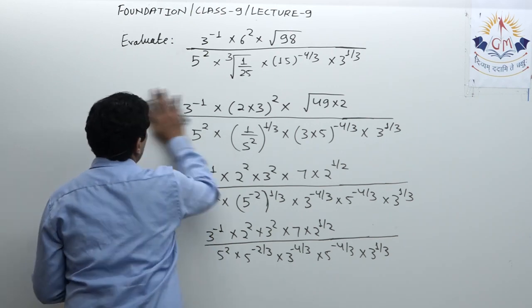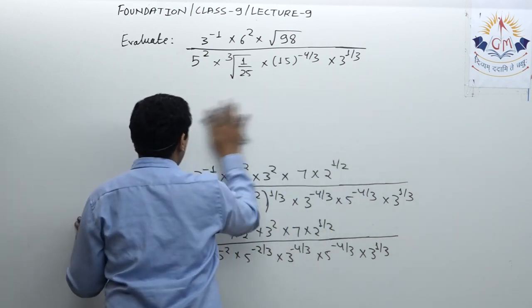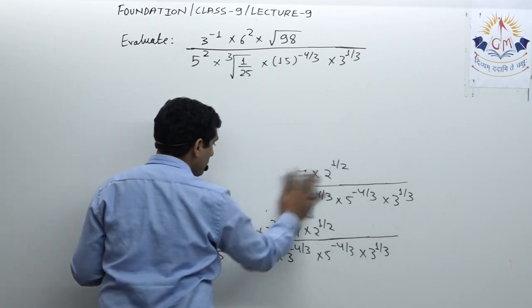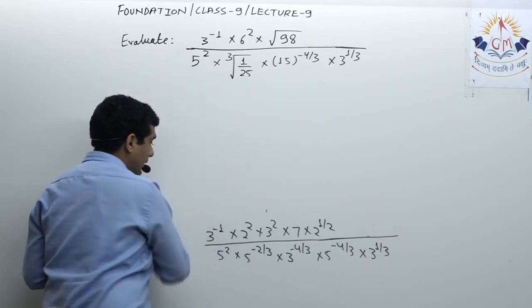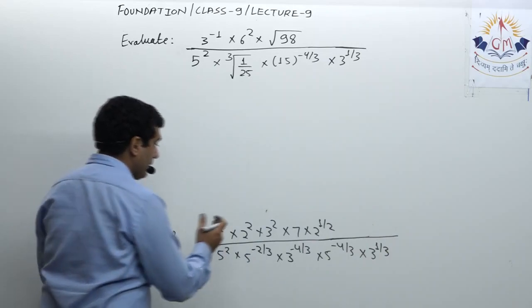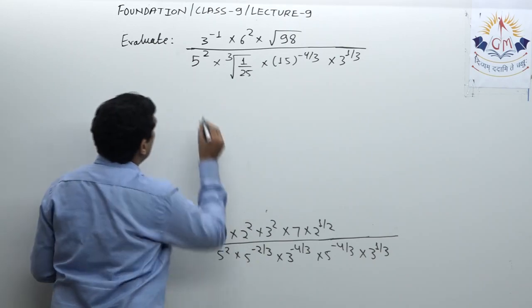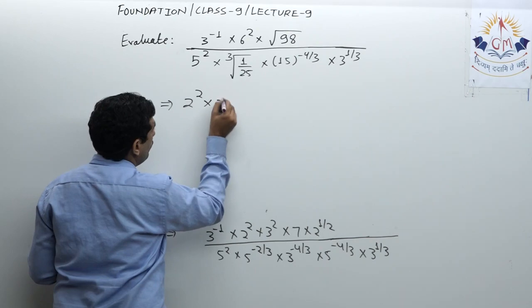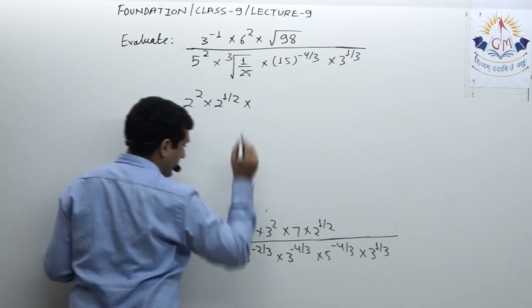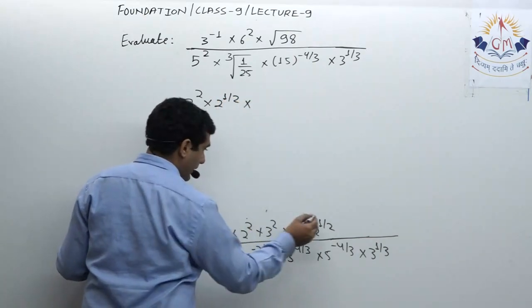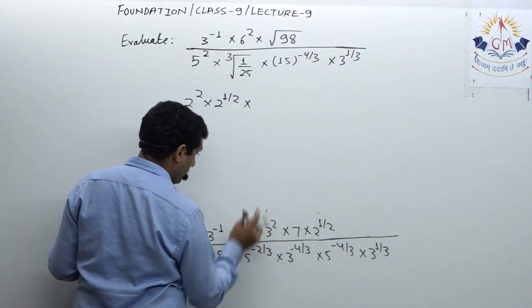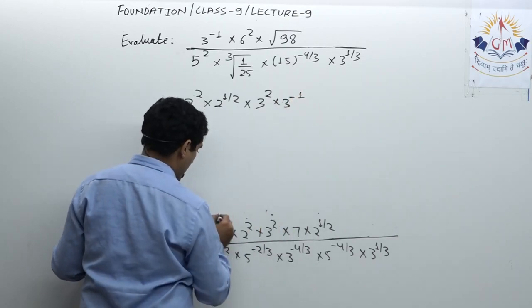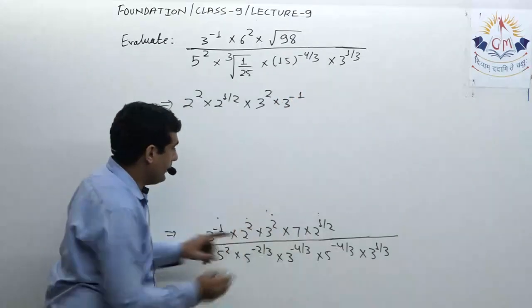Okay, now finally I got all the terms with the prime base. Next, I will write the numerator starting from the lowest base, that is 2. So next step, 2 square into 2 raised to 1 by 2, multiplied by the terms containing base 3, so 3 square into 3 raised to minus 1, that I take from the numerator only.